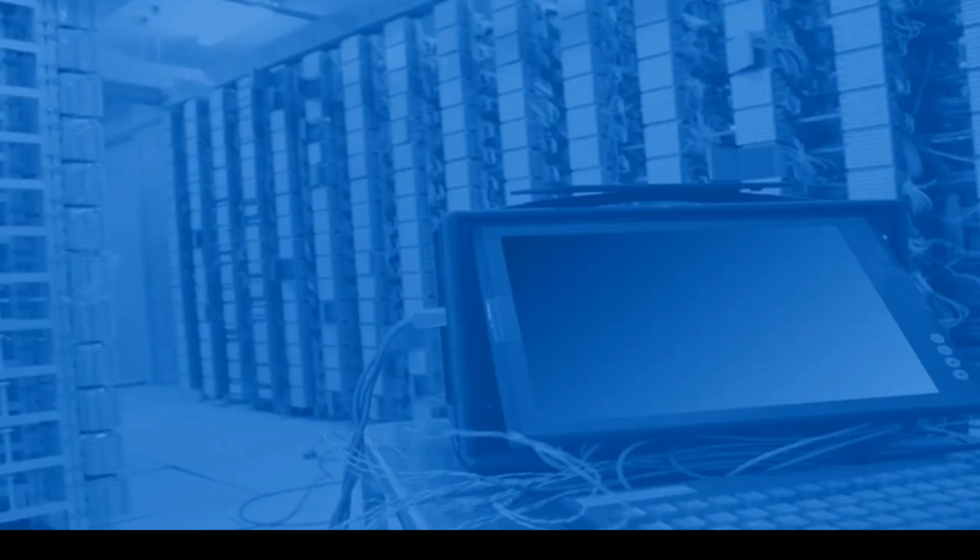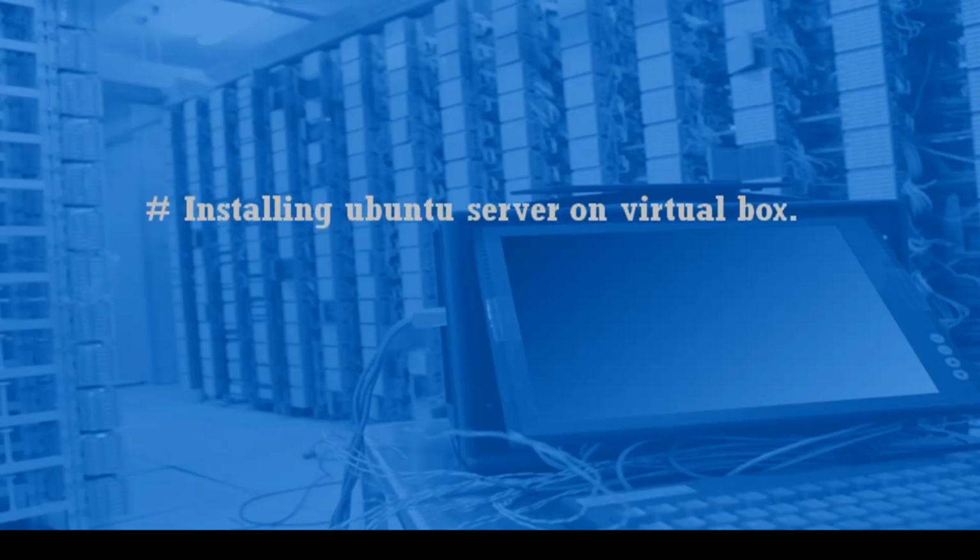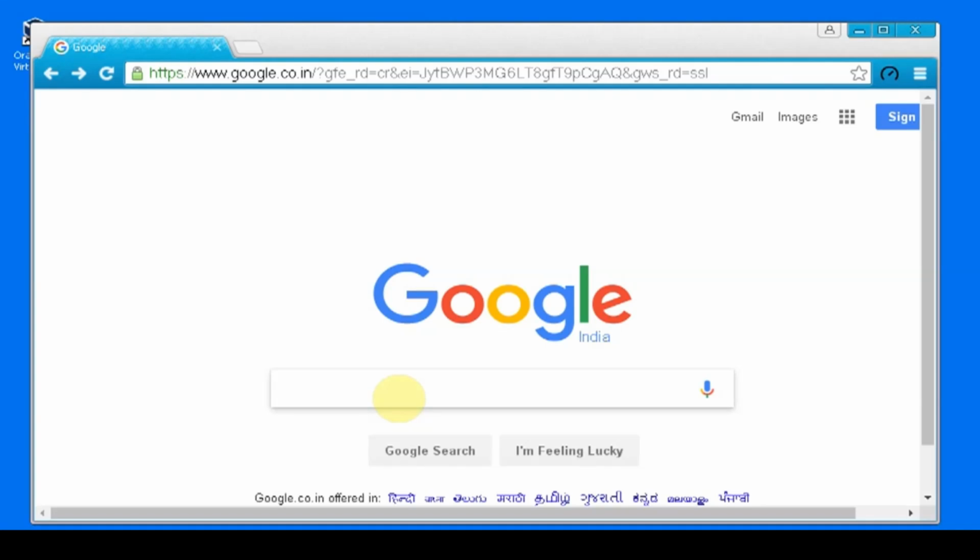Hi, welcome back. After installing VirtualBox, now it's time to install the Ubuntu server. Okay, Ubuntu server as a virtual machine. So in this lesson, we're gonna learn how to install the Ubuntu server on this VirtualBox. Okay, in order to do this, you need the image file or the ISO file of the Ubuntu server.